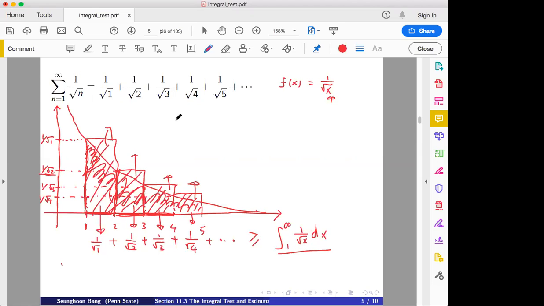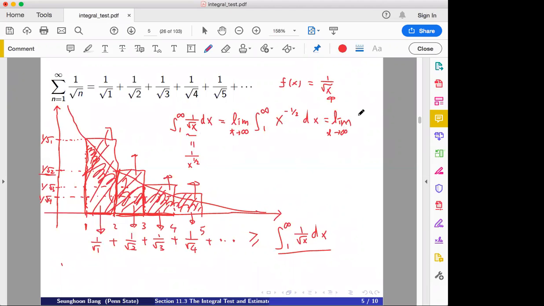Next, you calculate the integral from 1 to infinity of 1 over the square root of x dx. How can you calculate? Same idea. You can change the limit: t approaches positive infinity of the integral from 1 to t. I can change this to power form, 1 over x to the 1 over 2, which is x to the negative 1 half, dx. The next step is to find the antiderivative.